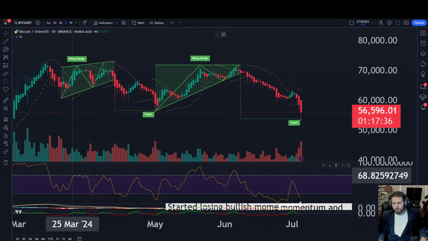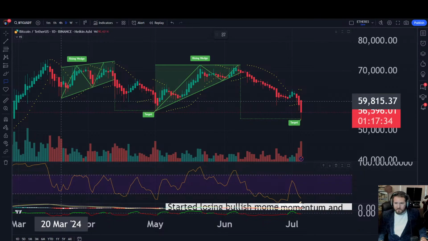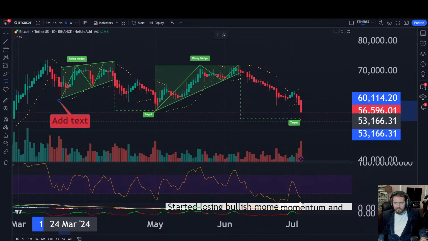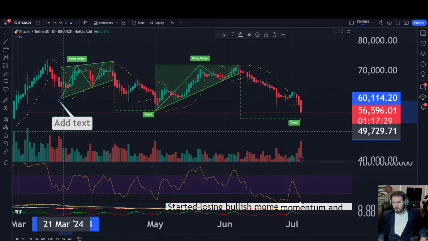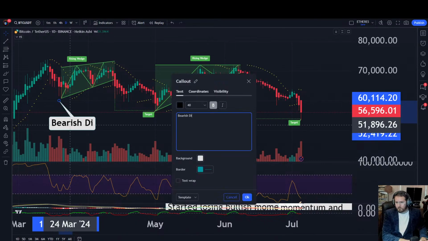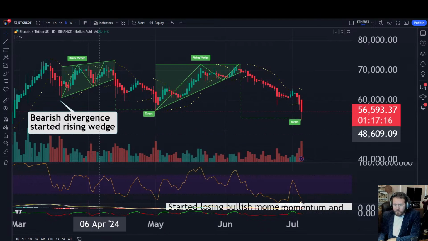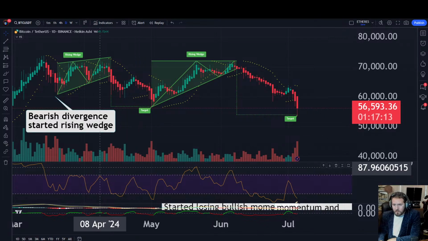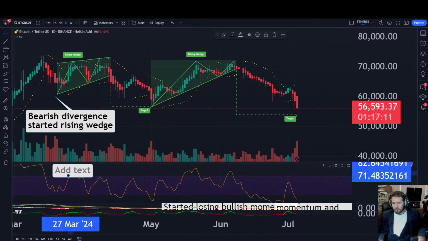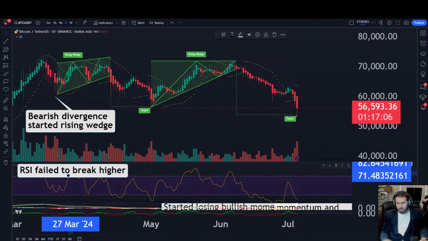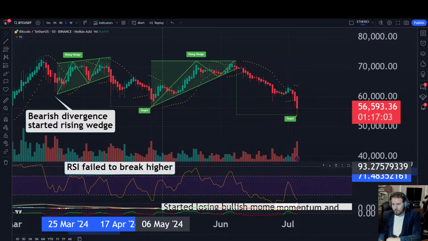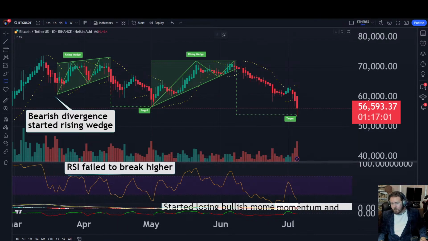We're going to say this bearish divergence did start the rising wedge, by the way. So we had bearish divergence starting into this rising wedge. RSI failed to break higher. This one was overbought right here.